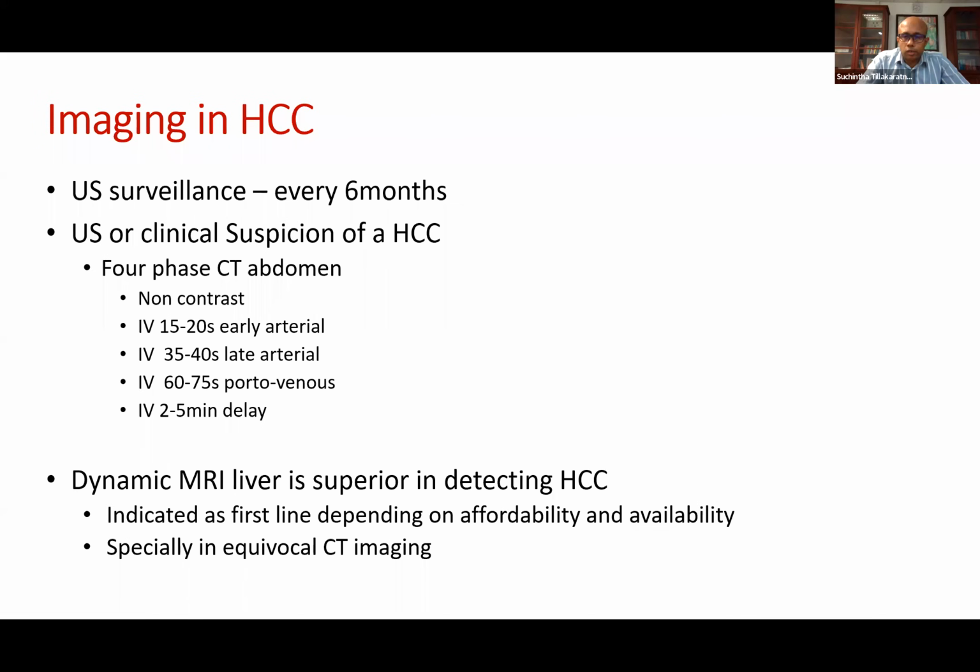So what would be the cost difference between a CT and a dynamic MRI on average? Average about 7,000 to 10,000. Right. So with that, there are much more added advantages of MRI. You can avoid a CT if you're lucky.